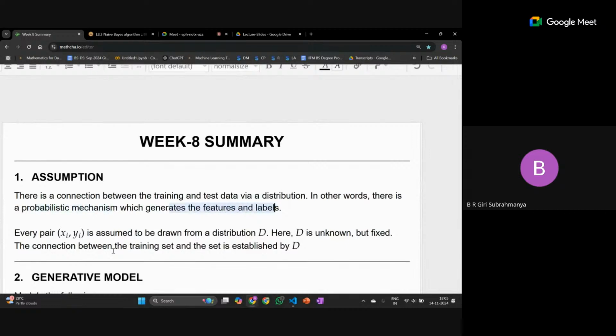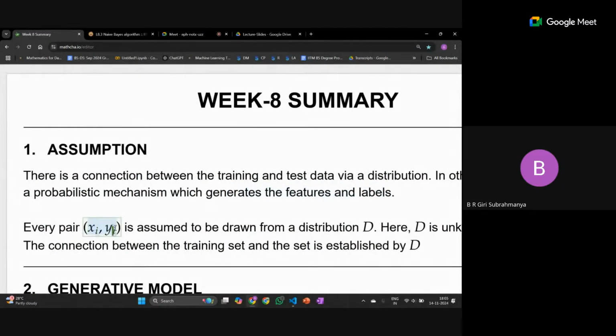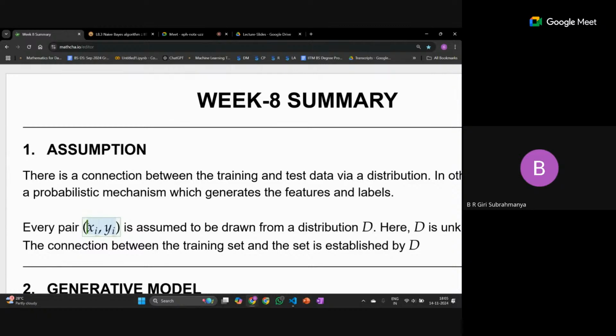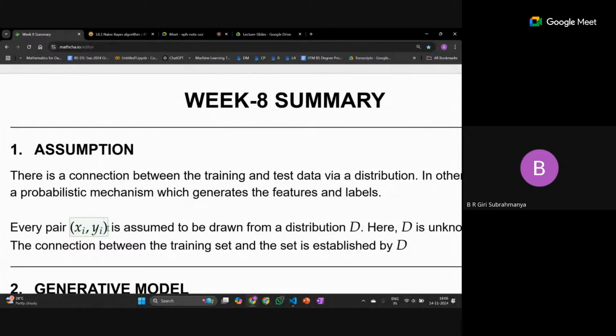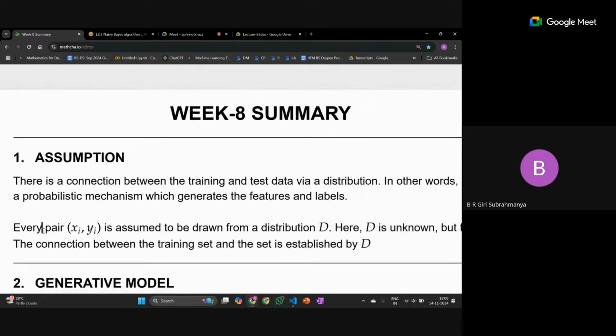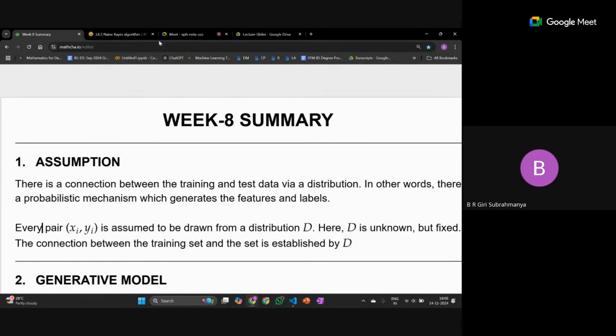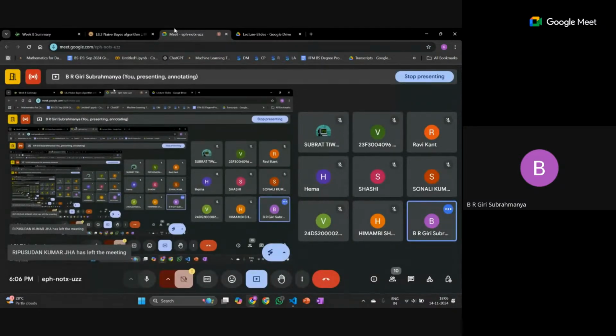Every pair xi and yi, a data point and a label, is assumed to be drawn from a distribution D. You don't know what the distribution is, but the assumption you are making is that every pair is drawn from that distribution. This is the assumption with which we will go. Clear?